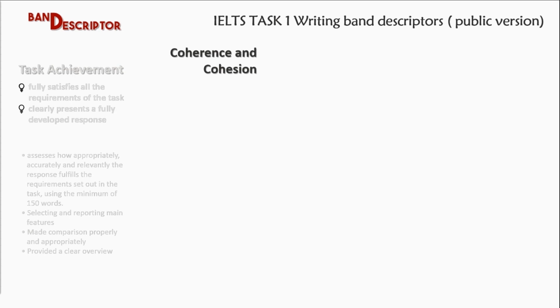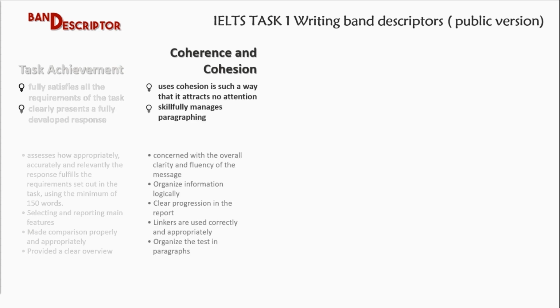For cohesion and coherence, this criterion is concerned with the overall clarity and fluency of the message, how the response is organized and links information, ideas, and language. Coherence refers to the linking of ideas through logical sequencing. Cohesion refers to the varied and appropriate use of cohesive devices to assist in making the conceptual and referential relationships between and within sentences clear.